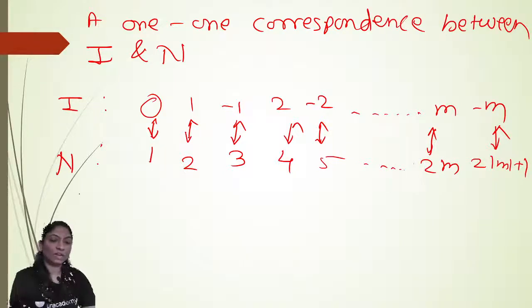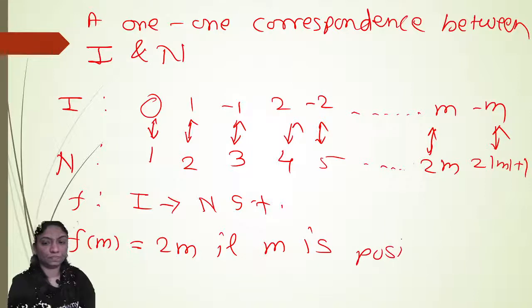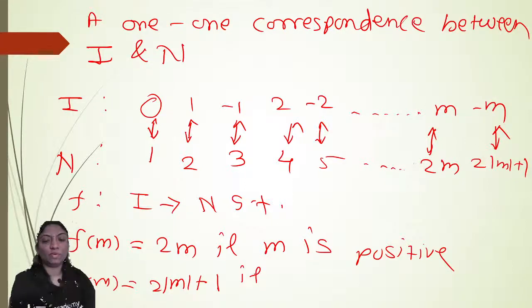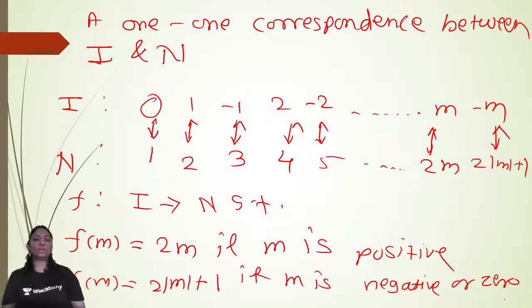We can define a function f from I to n, such that f of m is equal to 2m if m is positive. See here, f of m is equal to 2m if m is positive. Here 1 is positive, and f of m is equal to 2 into the cardinality of m plus 1 if m is negative or 0. So here we establish the one-one correspondence between the set of integers and the set of natural numbers. Therefore, the given set of integers is countable. Hence, the set of integers is countable.